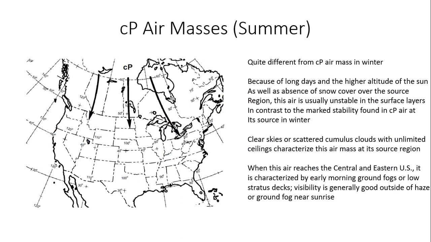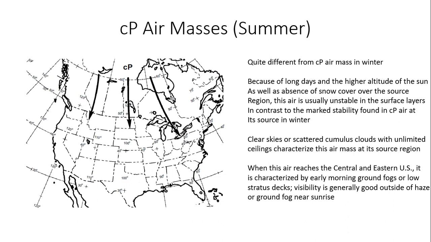Right, now let's turn our attention to the air masses of summer. We'll start first with the continental polar air masses. They're quite different from the continental polar air mass in the wintertime. Because of the longer daylight hours, the sun being higher above the horizon, as well as the absence of any snow-covered ground over the source region, this air mass is usually unstable in the surface layers, in contrast to the marked stability found in continental polar air at its source in winter.